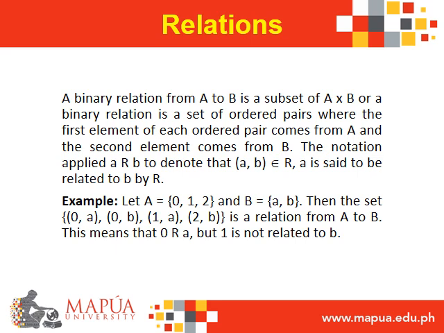Note that only these ordered pairs are the ones that are related, meaning if (0, a) is present, then 0 is related to a. However, if (1, b) is not included in the relation, although that is possible, then 1 is not related to b. Always remember that not all possible ordered pairs may be included in your given relation set.